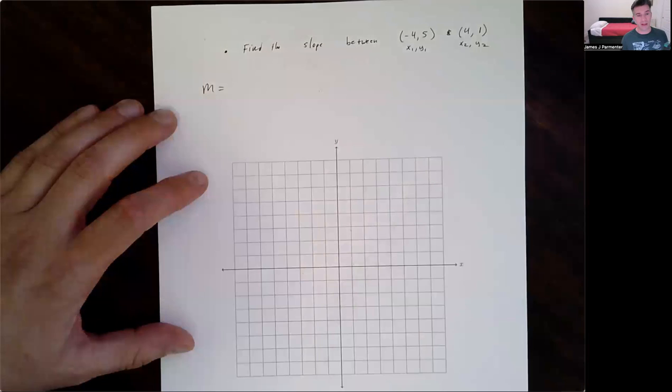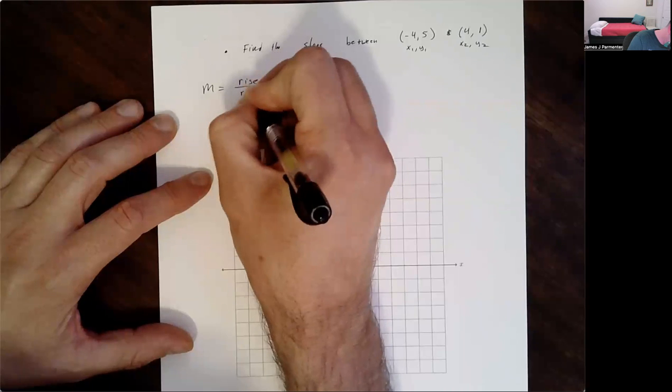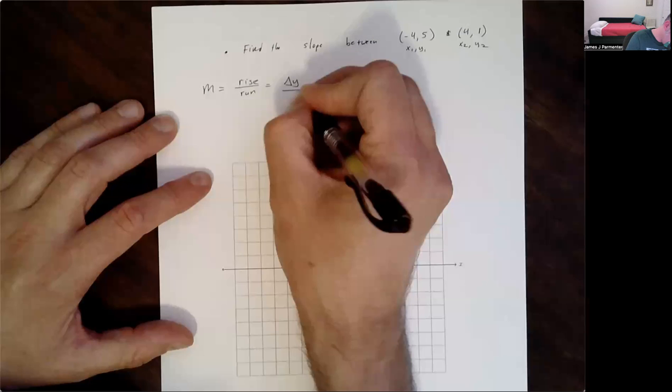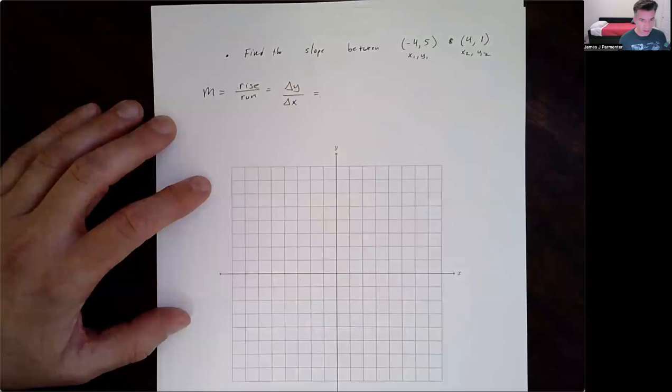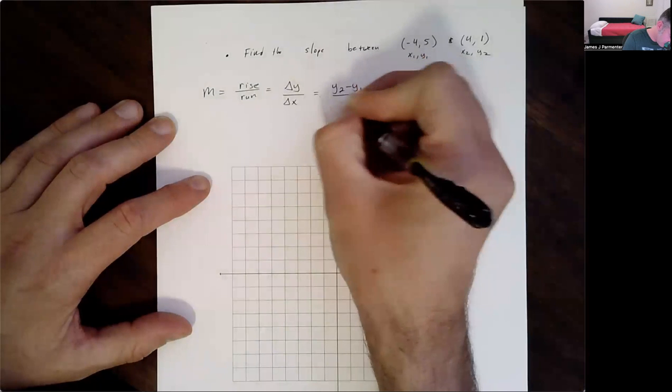and people like to write this lots of ways. You can think of it as the rise over the run. You can think of it as the change in y, which we call delta y, over the change in x, called delta x. But the formula you actually want to remember is the difference in the y's over the difference in the x's.